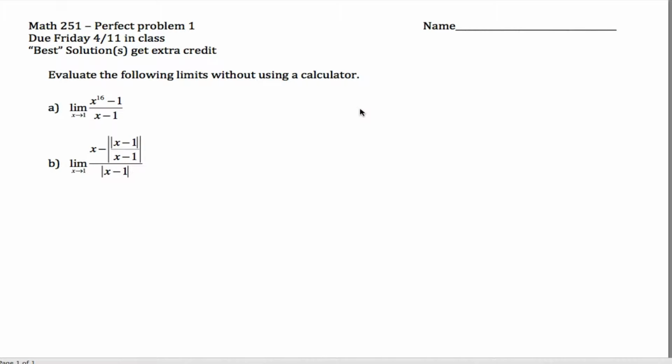All right, here are solutions to the first perfect problem of this quarter. What's this, Math 251? On this problem, we're given, I guess we have two problems here, evaluating some limits. It says don't use a calculator.